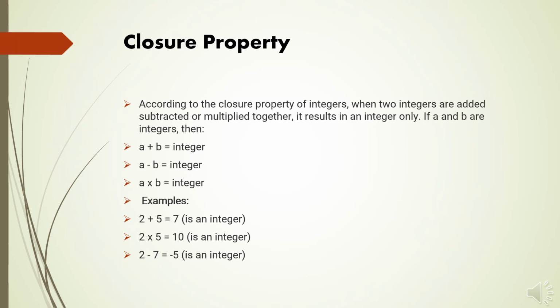According to the closure property, when two integers are added, multiplied, or subtracted, the result should be an integer only. If a and b are integers, then a plus b should be an integer, a minus b should be an integer, and a multiplied by b should also be an integer. Some examples: 2 plus 5 is equal to 7, which is an integer. 2 into 5, which is 10, is an integer. 2 minus 7 is equal to minus 5, which is an integer.